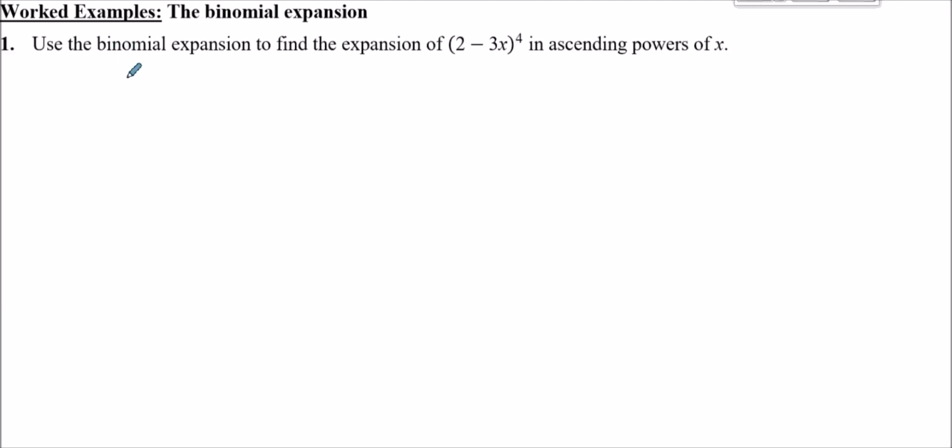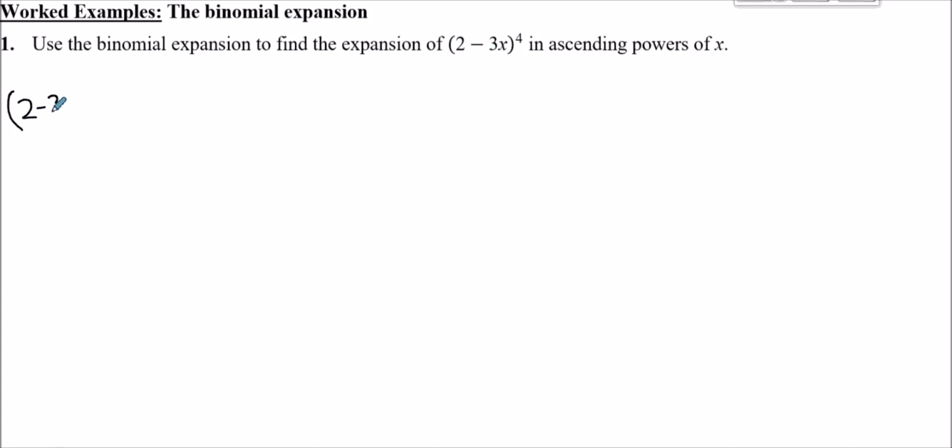So worked example 1. Use the binomial expansion to find the expansion of 2 minus 3x all to the power 4 in ascending powers of x. Generally speaking, when we do the binomial expansion, the last thing here goes ascending. This here is descending. So I did warn you about my long way of writing it out. So I'm going to do it here.